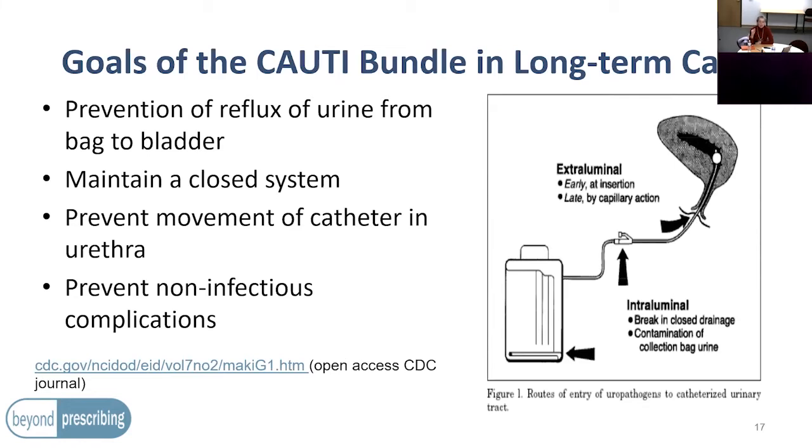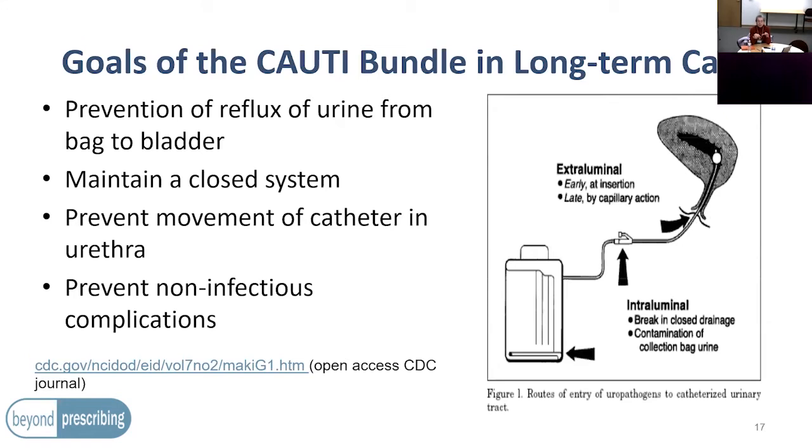Or it can happen in the lumen of the catheter inside because you have a break in the closed system, or when you have opened the bag to drain the urine, you've contaminated it. So the whole goal here is to prevent the reflux of urine from the bag to the bladder. Because it sits in the bag, it will become contaminated over time. It sits in dependent loops. Those also are good breeding grounds. We're trying to get that forward flow of urine all the time and no backflow.